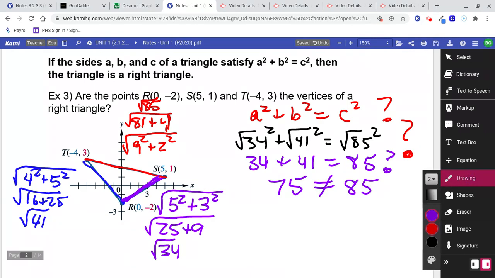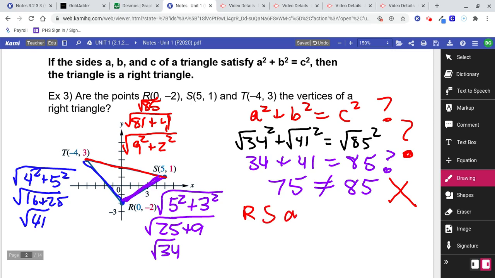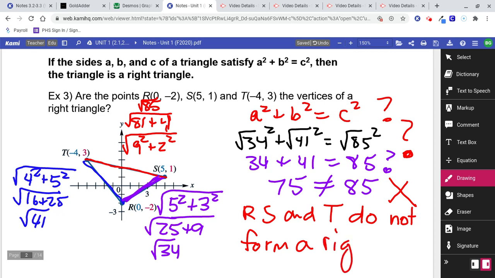So my conclusion is R, S, and T do not form a right triangle.